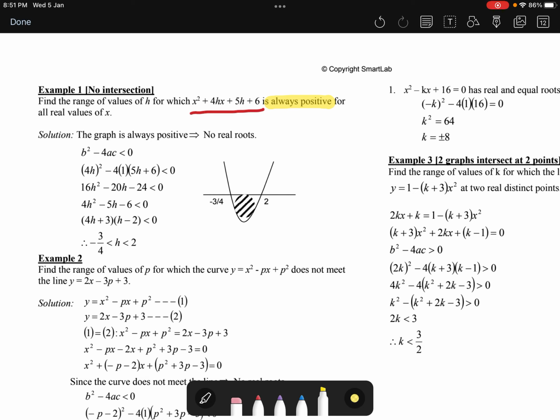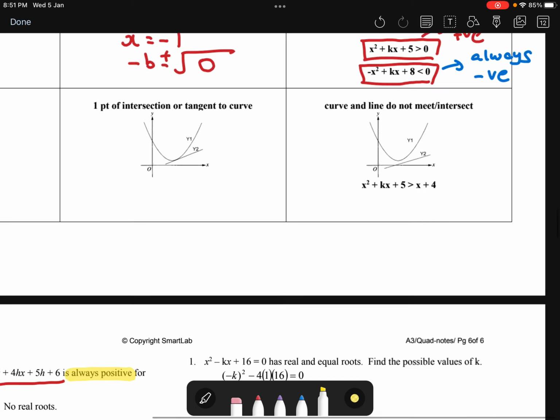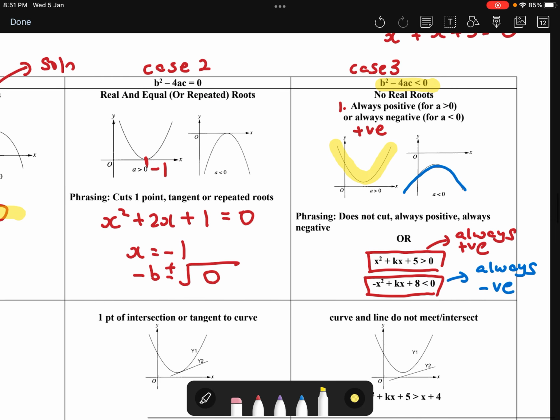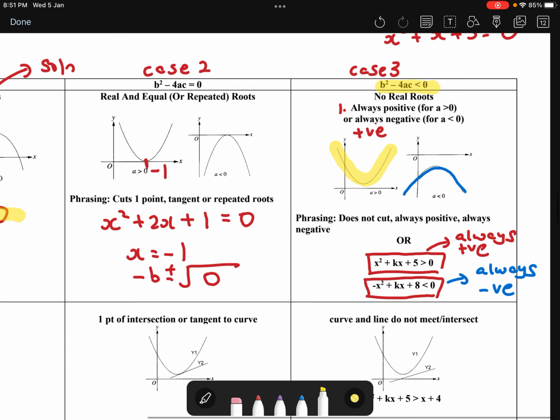So how do we solve this type of question? First thing first, the thing that we need to know is that this graph is always positive, which means that it does not even touch the x-axis. So basically it's telling us that there is no solution. If there's no solution, we must go back to our case 3, so b squared minus 4ac less than 0.